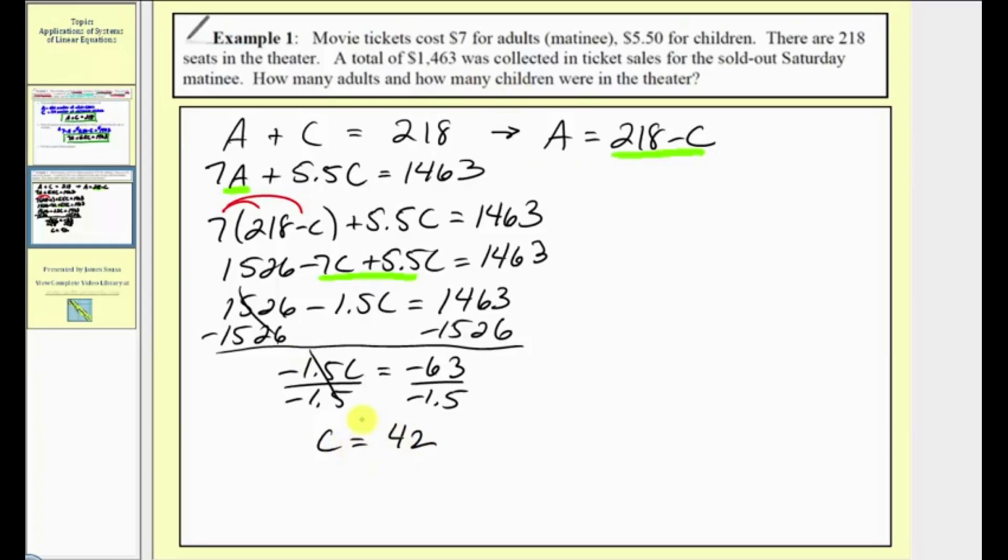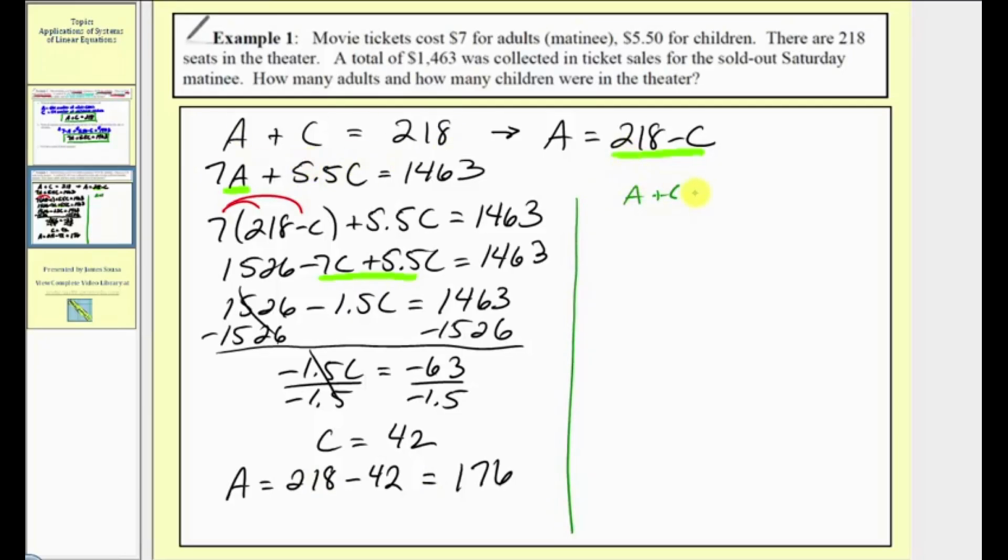And now we'll find A using the equation A equals 218 minus C. So A is going to be equal to 218 minus 42, which equals 176. So we know there were 42 children in the theater and 176 adults. Before we write this as a sentence, though, let's check this solution. To check the solution, we want to make sure it satisfies both of the equations in our system.